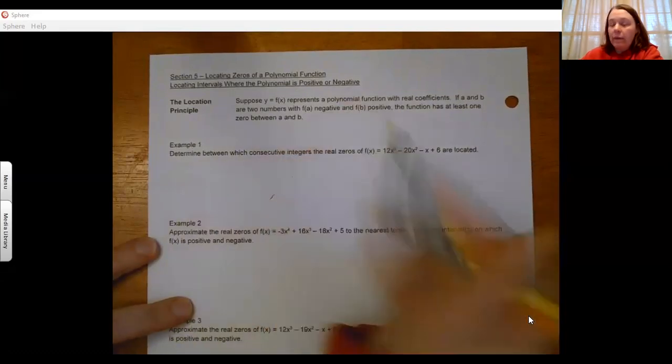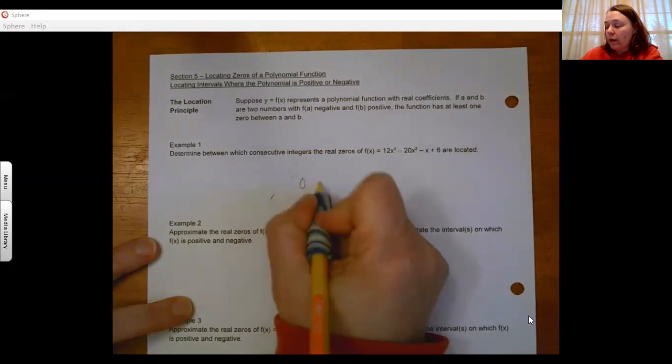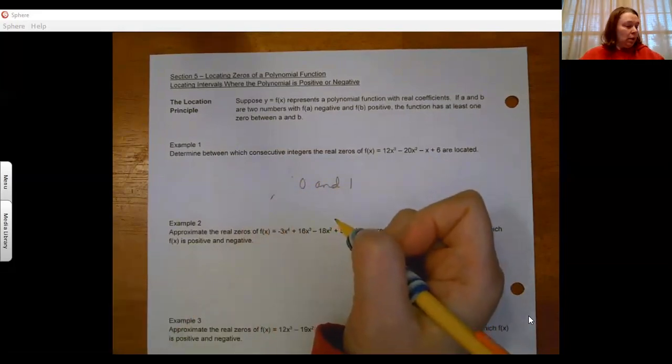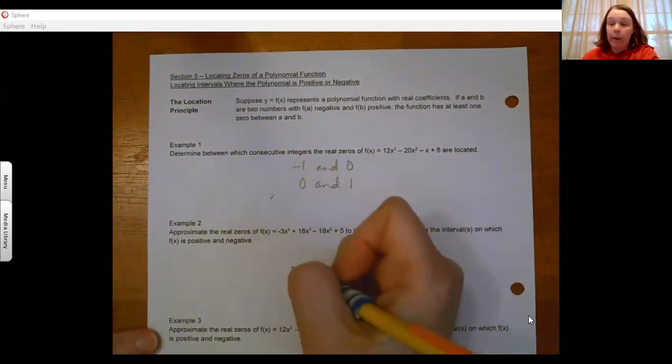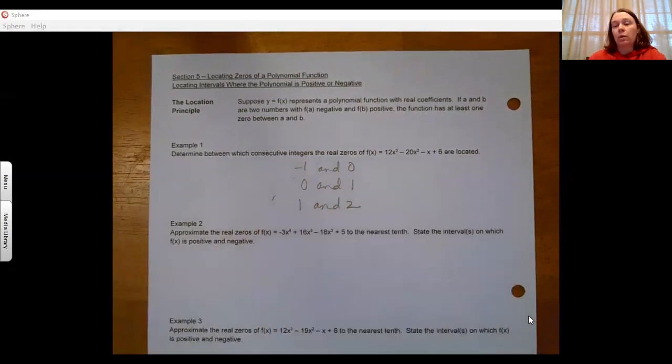All right. So where did we have in Desmos those intervals? Like we had one between 0 and 1. We had another one between -1 and 0. Good thing I have my answers written down. Another one between 1 and 2. Okay, so that's all you would have to do for those.